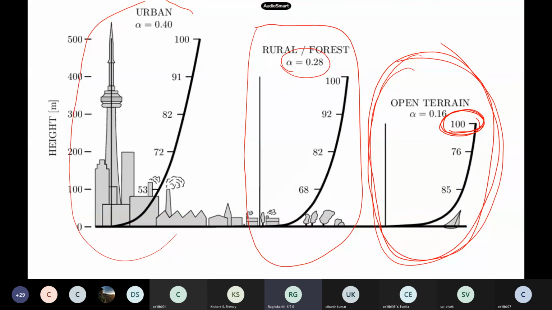If it is a building area, you can see 500 meter height also, you are not able to get the, sorry, not 100, this is I think 200 or something. So this turns out to be 300. So what happens when you are having obstructions? The boundary layer depth will be different, alpha will be different. So based on that, the terrains come into the picture.